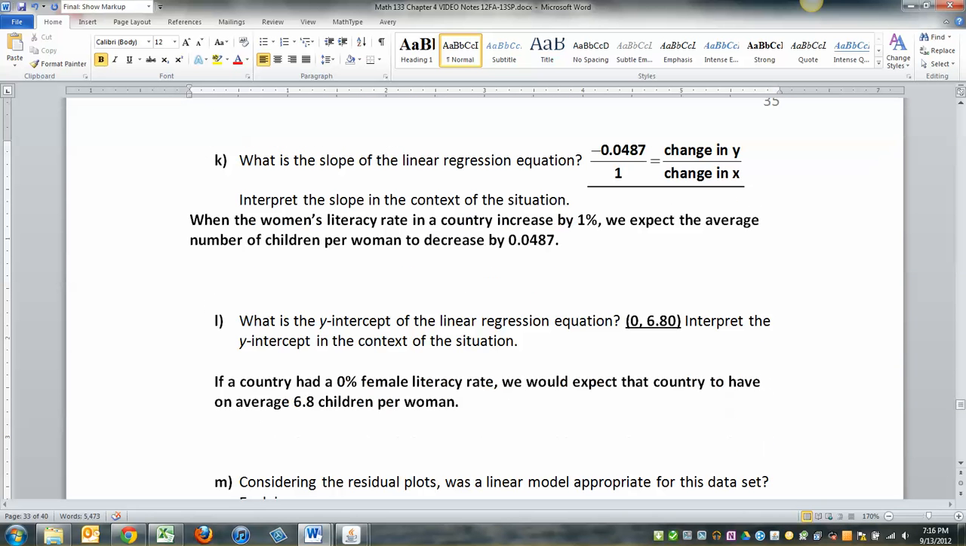So first of all, it's a point. It's actually 0, 6.8. Now, that means you have two numbers to explain. So what's the 0? 0 is your X. That was your female literacy rate. So if a country had 0% female literacy, then we would expect that country to have an average 6.8 children per woman. That's the fertility rate, the Y variable.